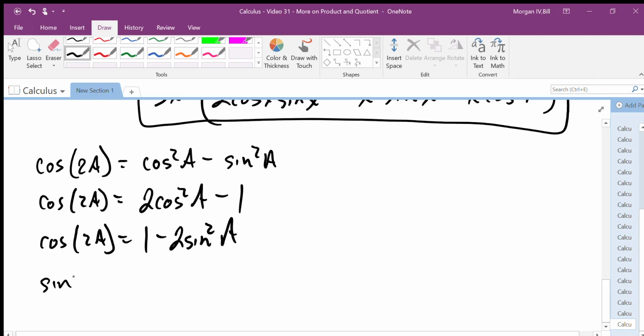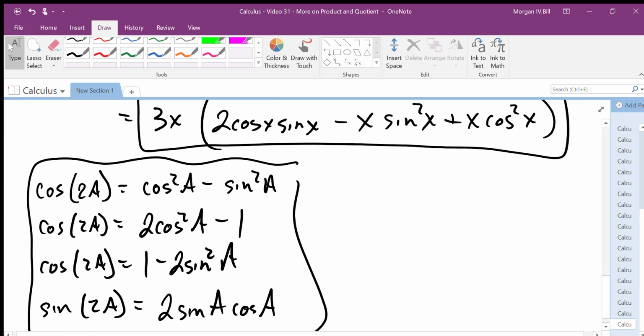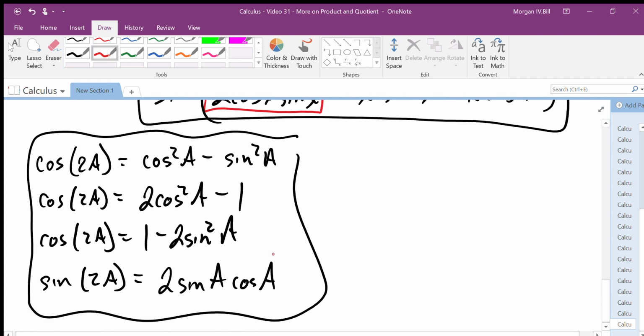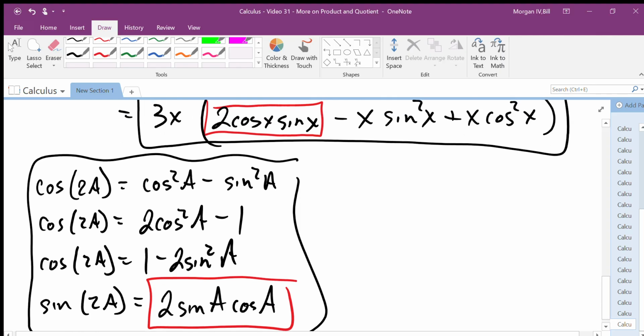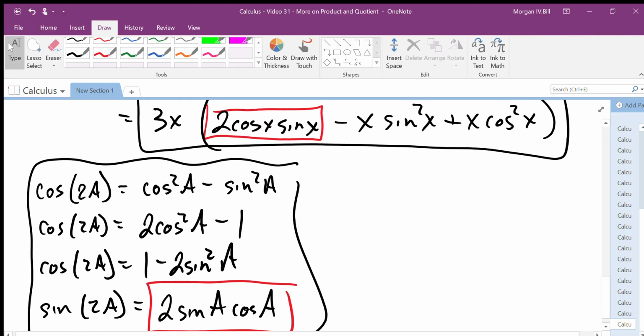The sine of a double angle has only one identity, which is 2 sine A cosine A. But if you look at the problem that we just created here, we have a 2 sine x cosine x. 2 sine of x cosine of x, that's like this right here, 2 sine A cosine A. 2 cosine x sine x, that is the sine of twice the angle. So if we wanted to, we could say this is 3x times the sine of twice the angle, the sine of 2x.